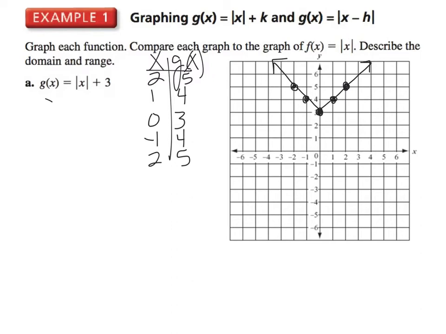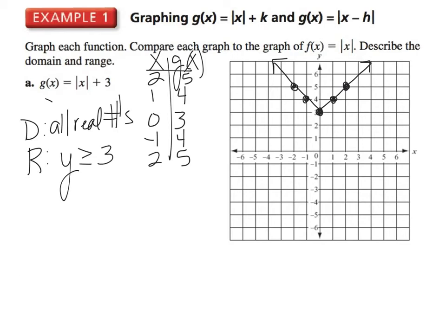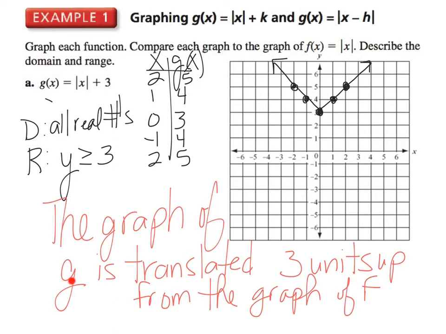So what's my x value? Well, my x value can be anything. So my domain is all real numbers. Now my range, though, is your vertex. Your vertex has gone up 3. You'll notice right here, it can't be anything underneath 3. So my range is anything that is greater than or equal to 3. So y is greater than or equal to 3. But now we need to compare and graph. What's happened? We can say that the graph of g is translated 3 units up from the graph of f, since it's gone up.